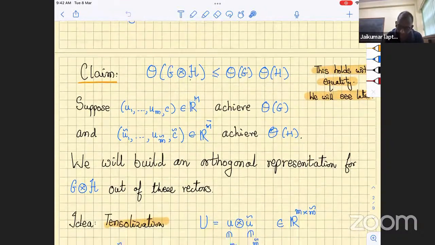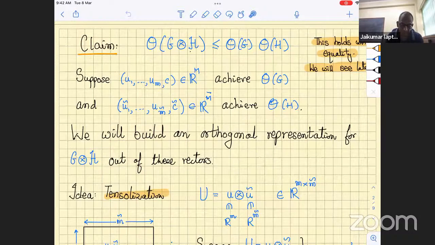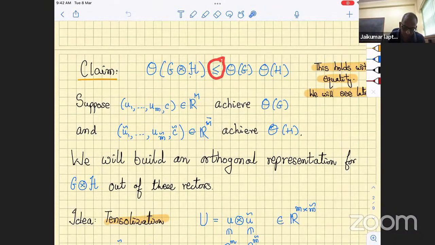So this was the claim I was just referring to. That is, if you have two graphs, G and H, and you take the product of these graphs. Now, I have already said orally what product means. Last time, I wrote down what this product means. So if you look at the theta function of the product graph, it is bounded by the product of the theta functions of the two individual graphs. Actually, in this, equality holds.